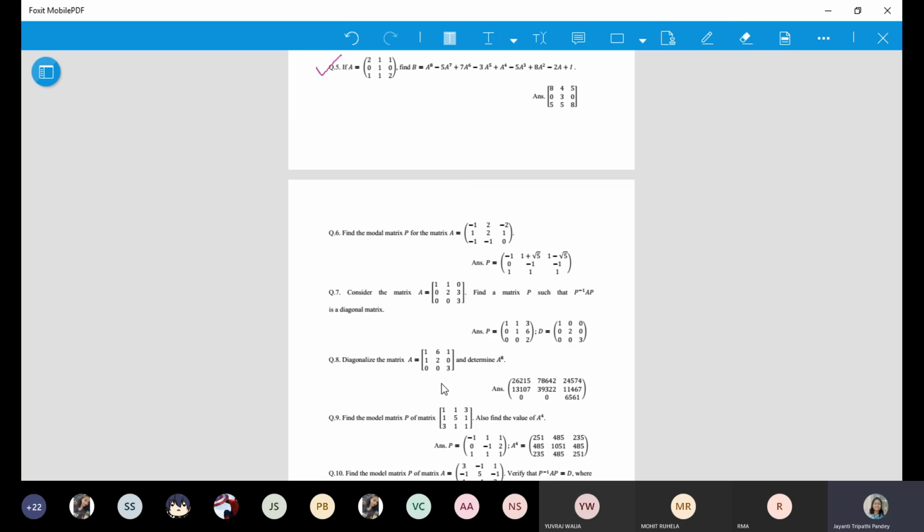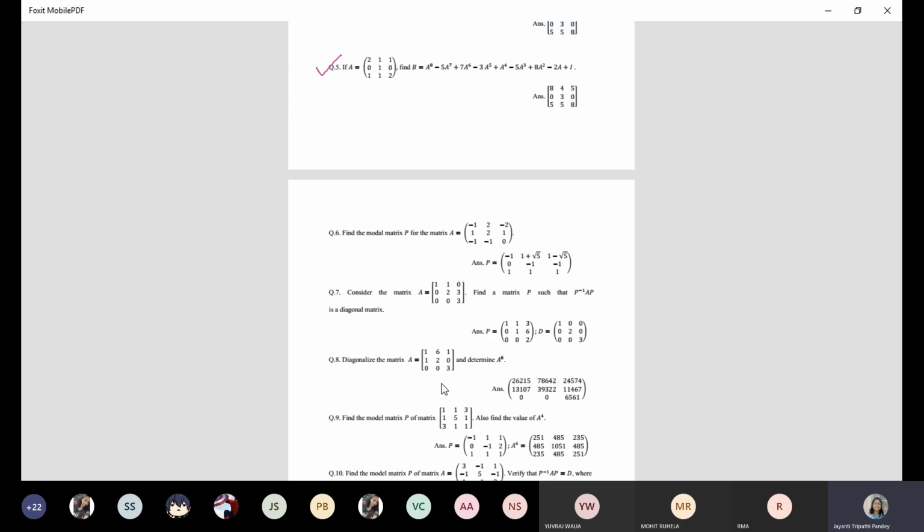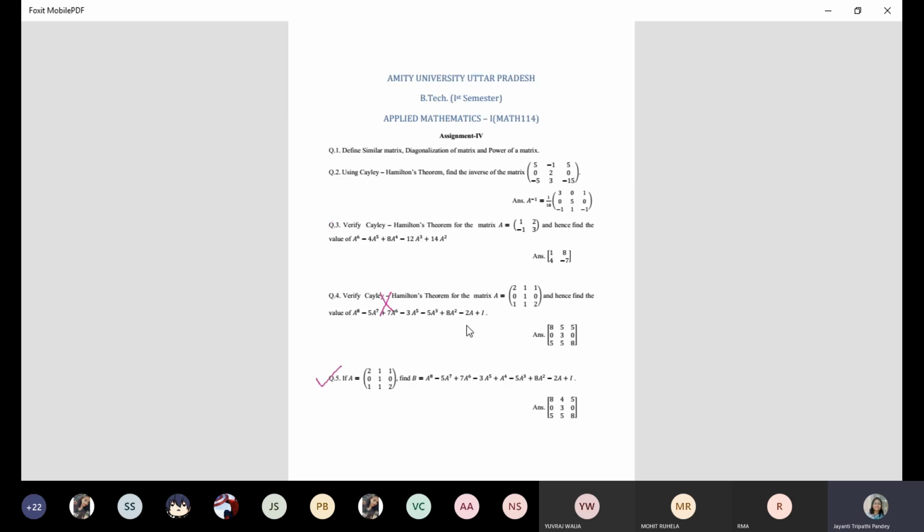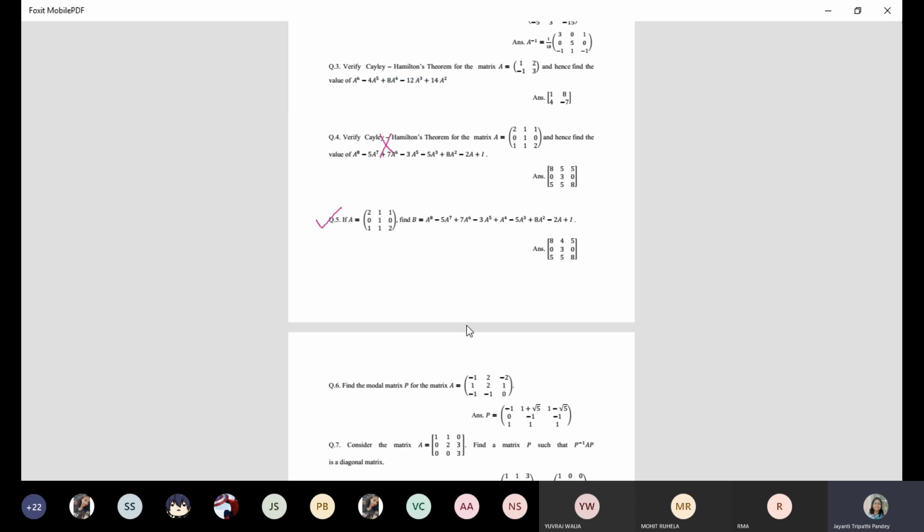Any other problem? No problem at all, right? The questions of assignment 4 come for 8 to 10 marks mostly, if P inverse is involved. Okay, so solve this carefully and completely.